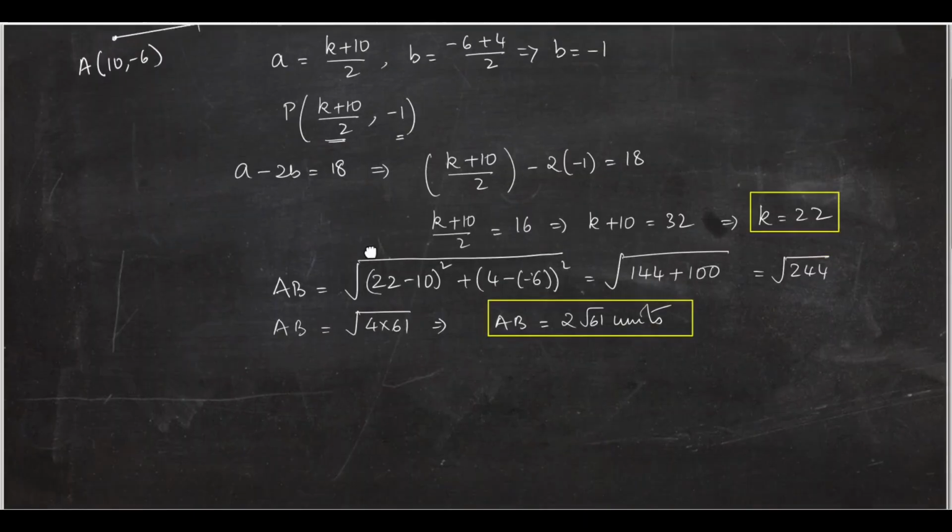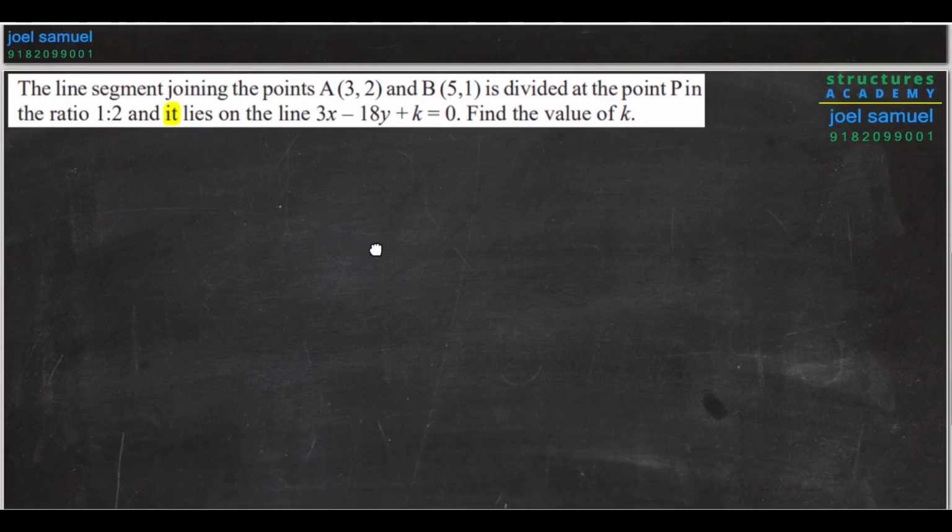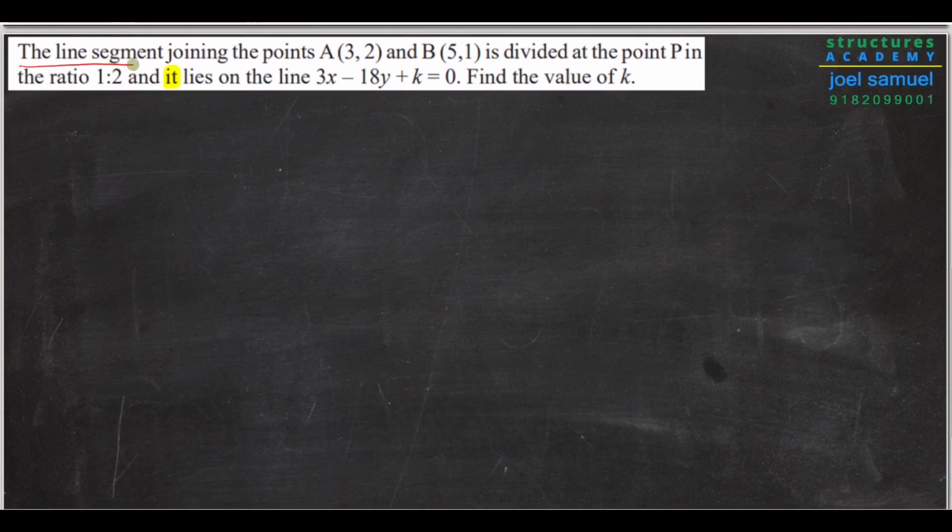Alright, let's move on to the next question. The line segment joining points A and B is divided at point P in the ratio 1:2, and it lies on the line 3x - 18y + k = 0. Find the value of k. So I'll first draw the diagram representing what has been given here.